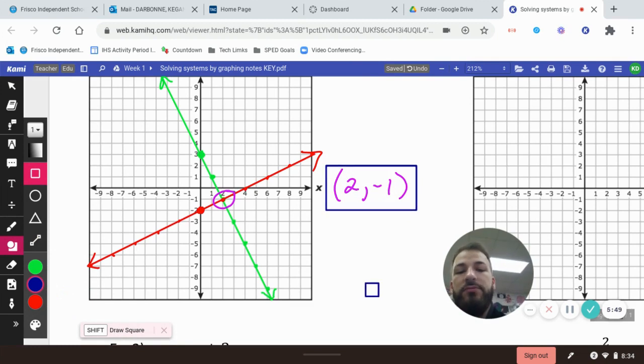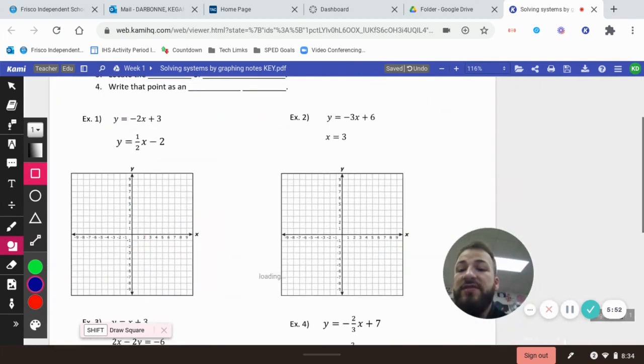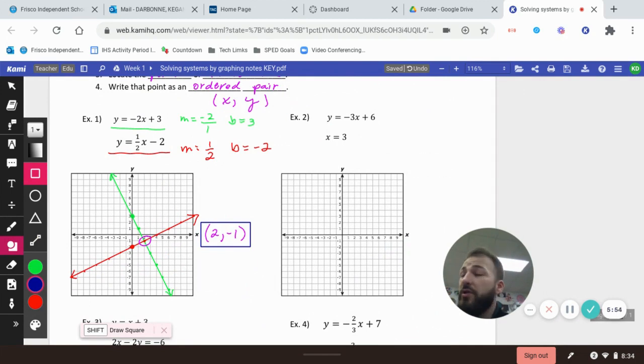And we're done. That is how you solve a system of linear equations by graphing. You graph the two lines, find where they intersect, write that intersection point as an ordered pair. Okay, let's look at some more examples.